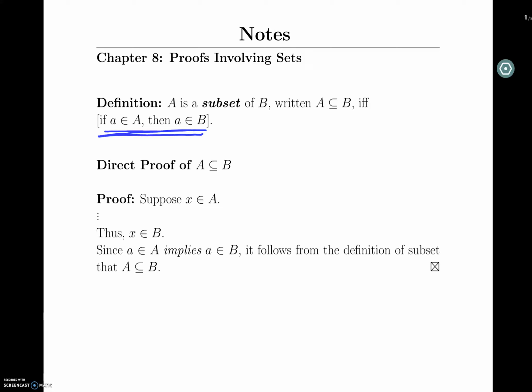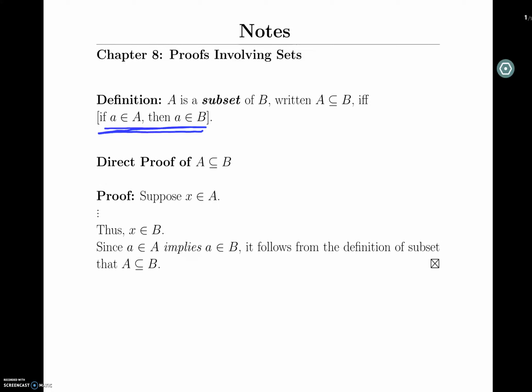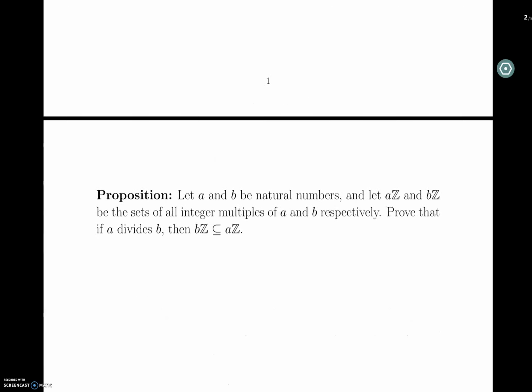So in general, our proofs will look something like this. If we're trying to prove that A is a subset of B, we're going to choose an element x that lives in the set A. We're going to use some definitions until we can determine that x is also an element of the set B. Then, since x being an element of A implies that x is also an element of B, it follows that A must be a subset of B. And that's that definition above. It's a conditional statement that's part of our definition. So, let's look at a more complex example.